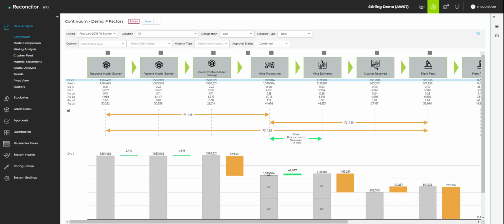So the continuum screen focuses on spatial reconciliation, and in this particular case, I'm looking at all locations across the mine value chain, but I could drill down into a particular pit or a particular mine. It helps us trace material across the mine and across processing, ensuring that no variance goes unnoticed.